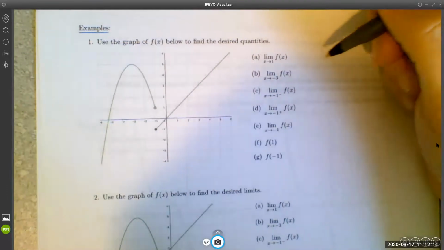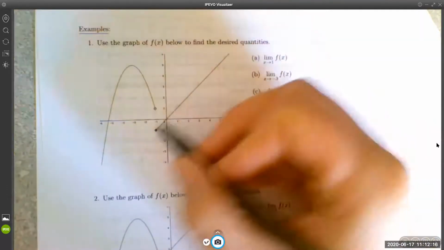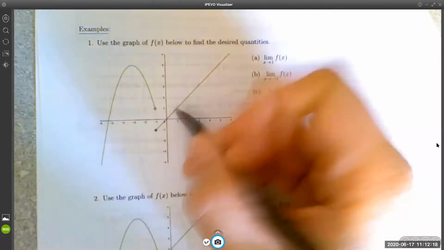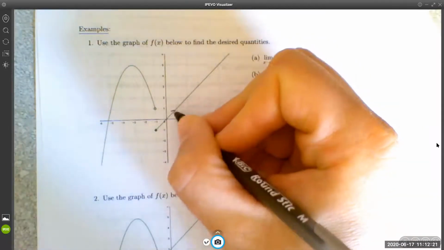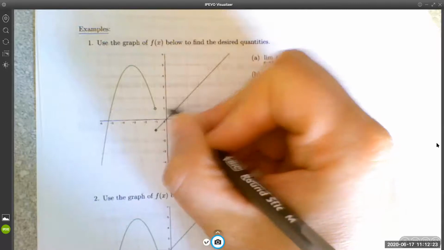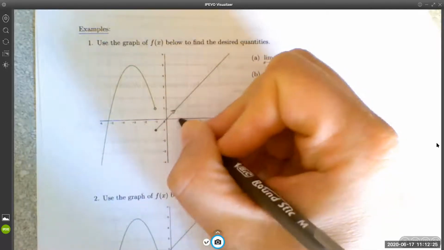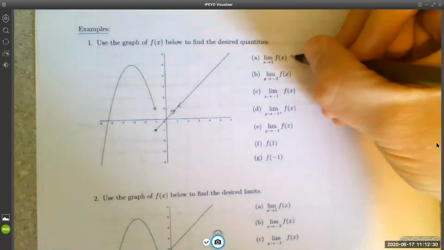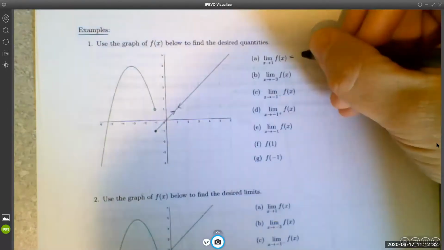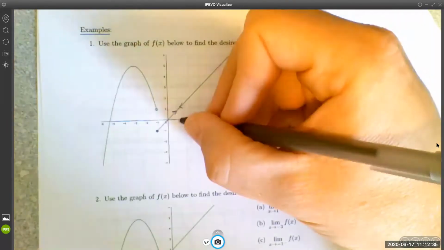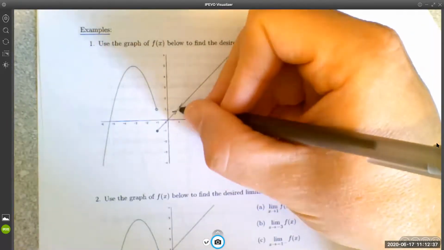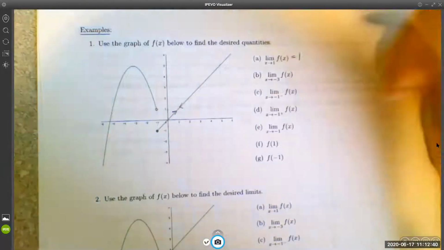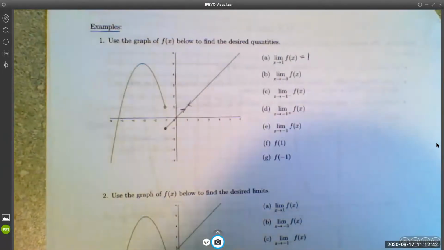But okay, let me give you a few examples. Let's use the graph to find the following limits. Let's find the limit as x approaches 1. As x approaches 1 from the left, y is approaching 1 as well. As x approaches 1 from the right, y is approaching 1. So from both directions, you're approaching y equals 1. So that would be the limit as x approaches 1.